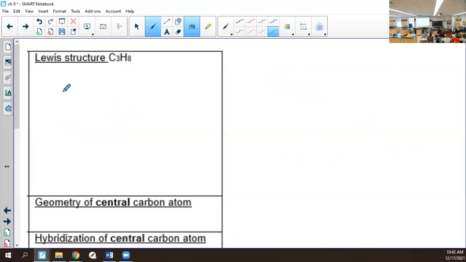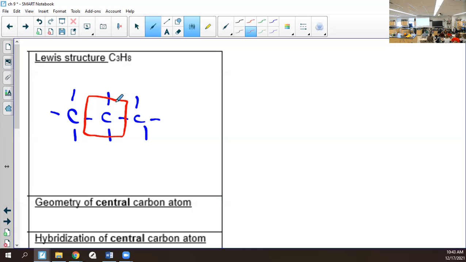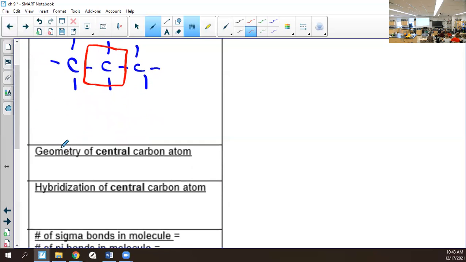So anyway, we have 3 C's. And then all these are H's, right? Okay, hopefully that was not that bad. Geometry of the central one. So we have just this one is the central carbon atom. So how many domains? It has 4. So what do we call that geometry? Tetrahedral. Hybridization then of tetrahedral.